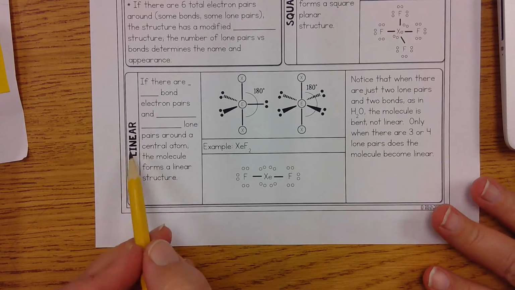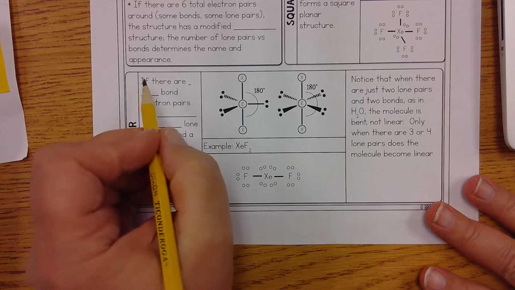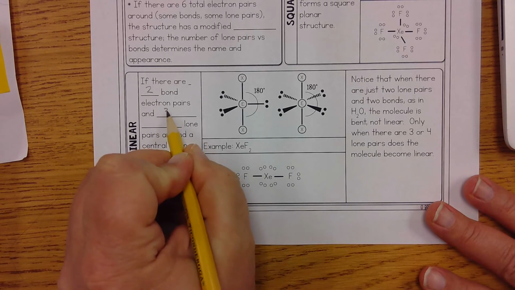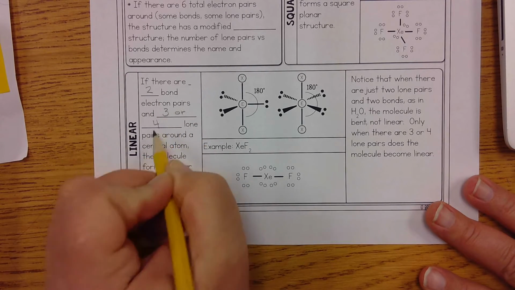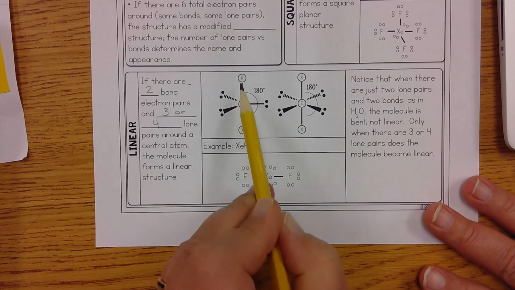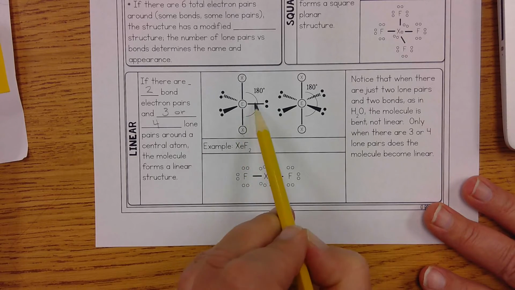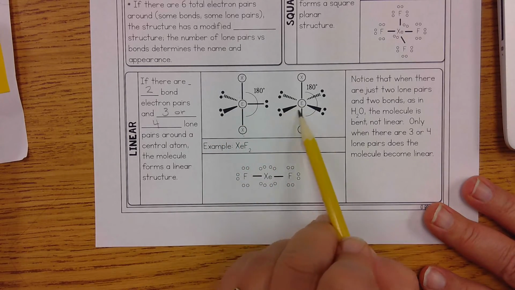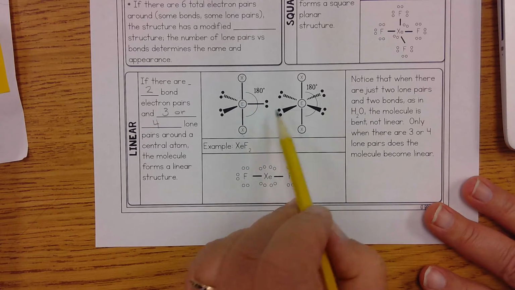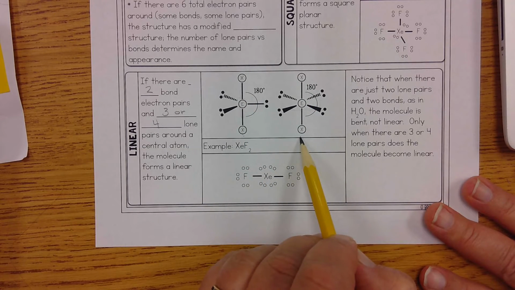Now, the last shape is called linear. This time we have 2 bonded pairs and 3 or 4 lone pairs. So you can see it's a straight line of the atoms, and then here are the 3 or 4 lone pairs in a different plane. But the atoms actually make a straight line.